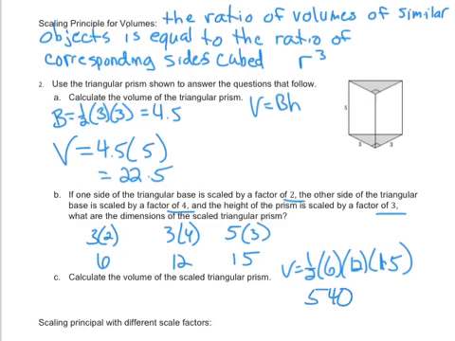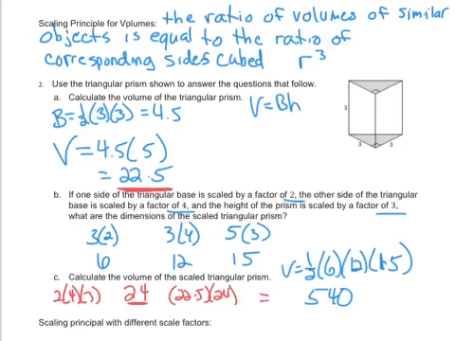So if you think of the new prism compared to the old one, they're not similar because not all the sides are in the same proportion. But if I multiply these scale factors together, 2 times 4 times 3, that's going to give me a ratio or a scale factor of 24. And if you take the original 22.5 and multiply it by 24, you're going to come up with 540. 24 times 22.5 is 540.